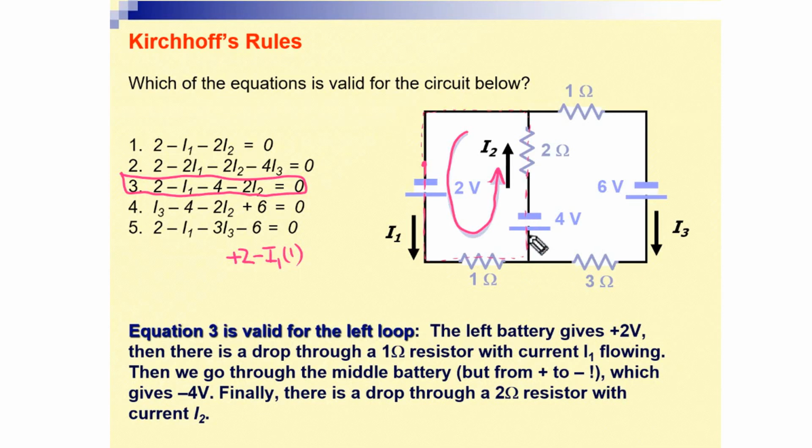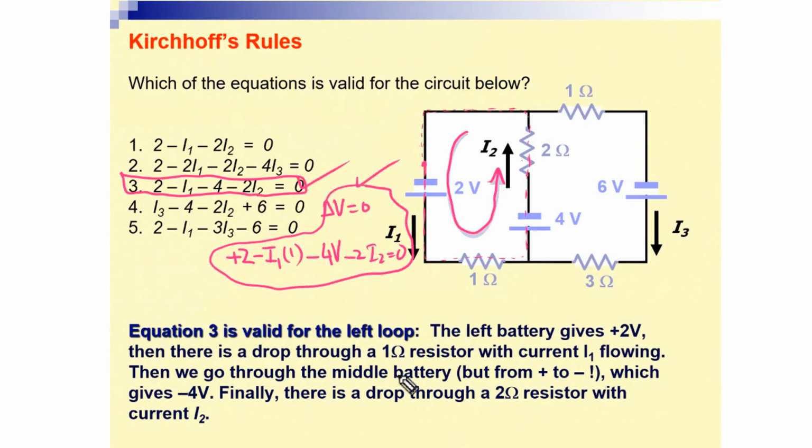Now if we go here, from positive to negative, we will lose voltage. So this is 4V. And if you again go in the direction of current, this is 2, and you see this is I2. And if I come back to this one, delta V has to be 0. So this is true. The rest of the equations you can check. So that's the reason the answer is this one. Is this point clear?